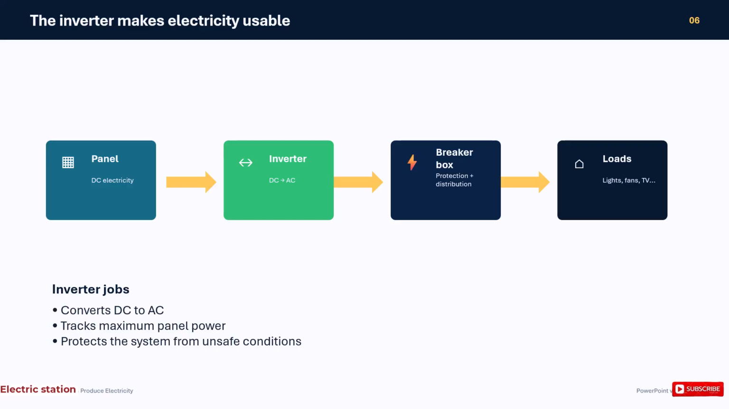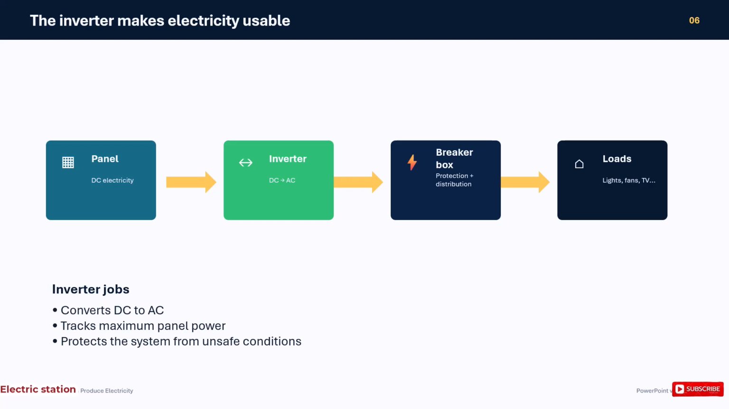Modern solar inverters can do much more than simple DC to AC conversion. Many also use maximum power point tracking, or MPPT, to help extract as much available power as possible from the solar panels. They also provide important monitoring and protection functions. So you can think of the solar panels as the power producers and the inverter as the device that makes that power practical for everyday use.